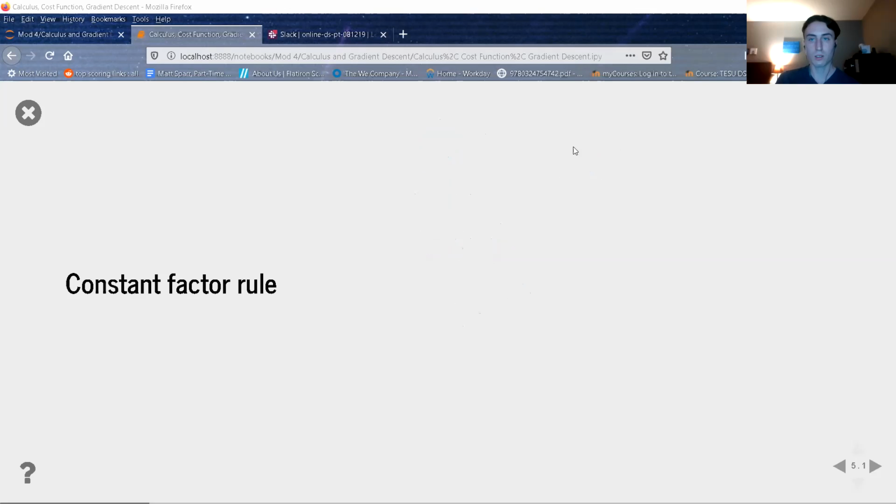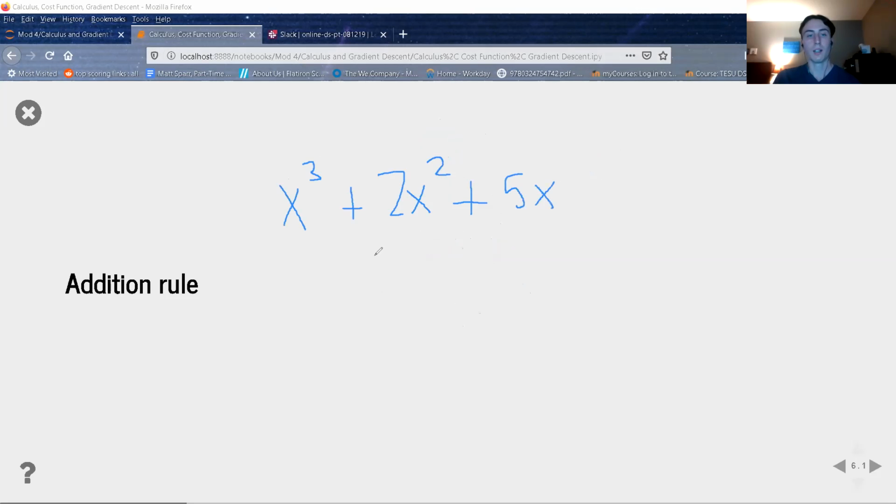All right, so the next rule is the addition rule. This one's pretty straightforward as well. It basically says that if we have something like x cubed plus 2x squared plus 5x, to find the derivative of this, we just find the individual derivatives of each part and add them together. So we would have 3x squared plus 4x plus 5. All right.